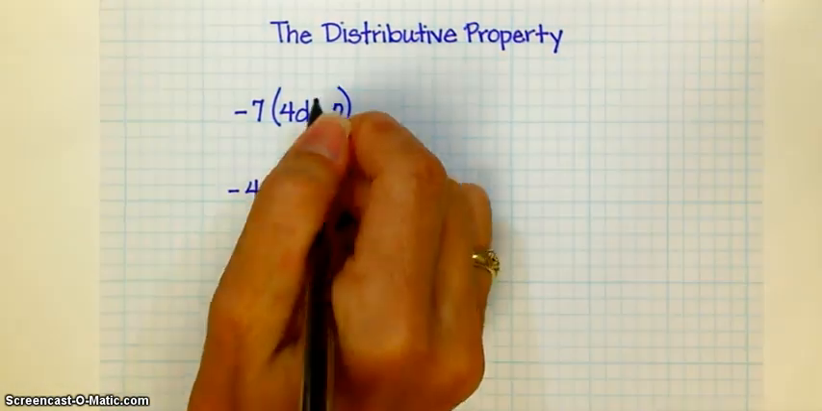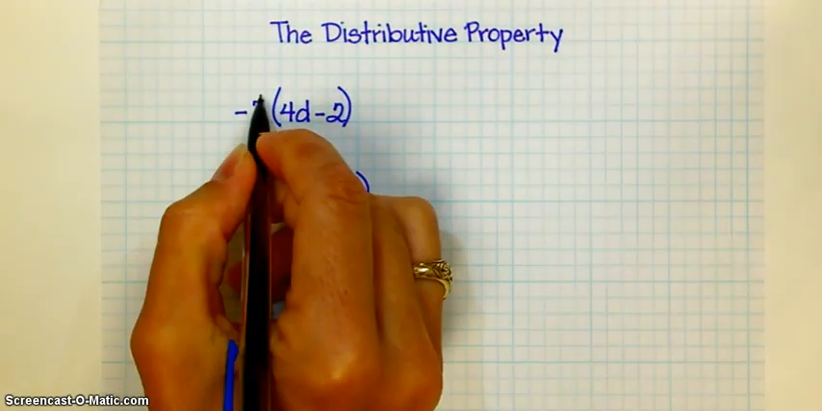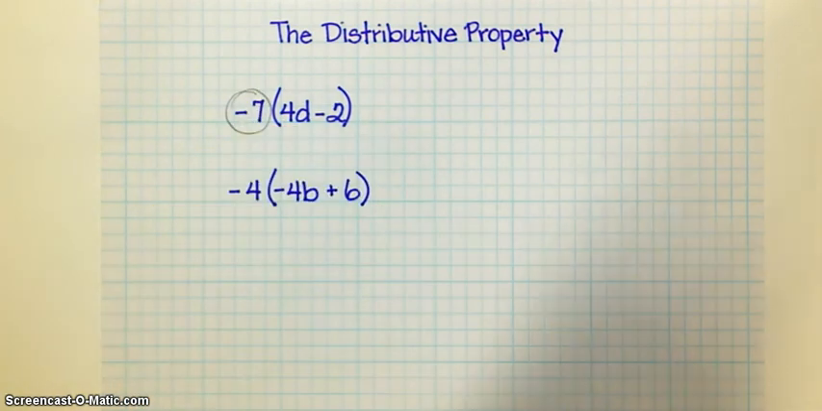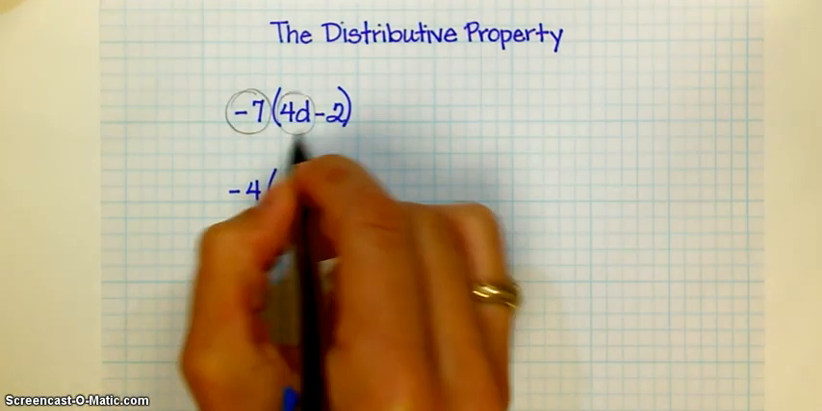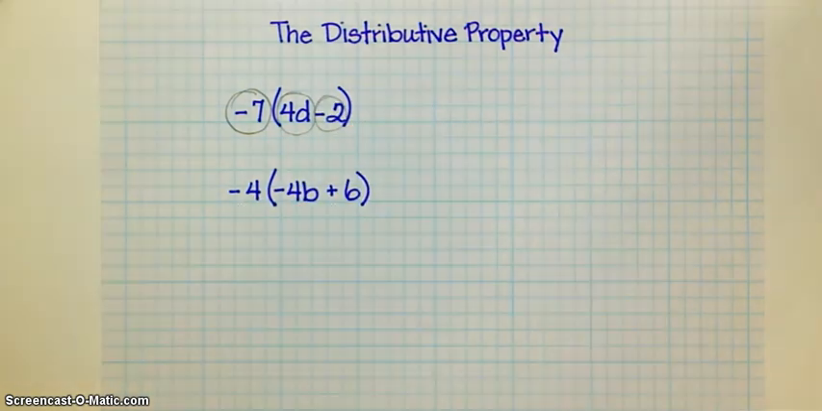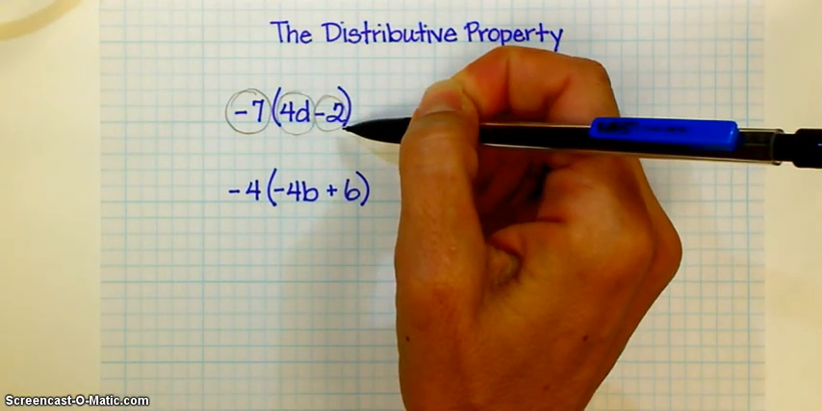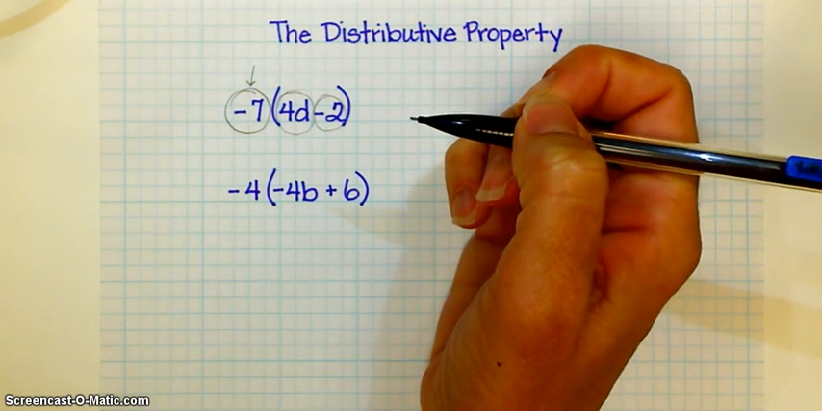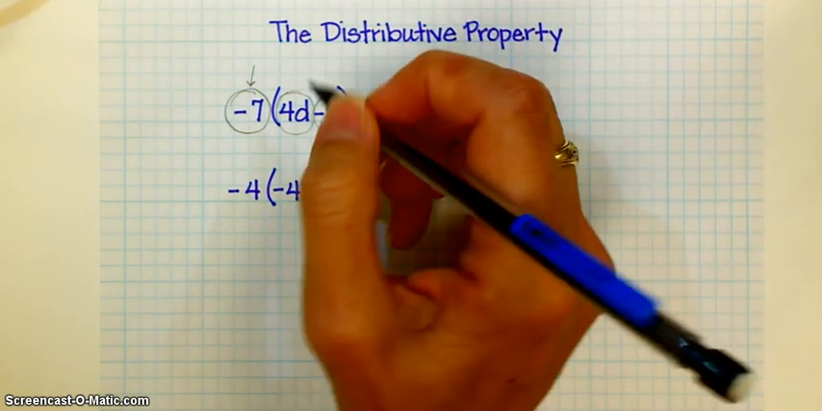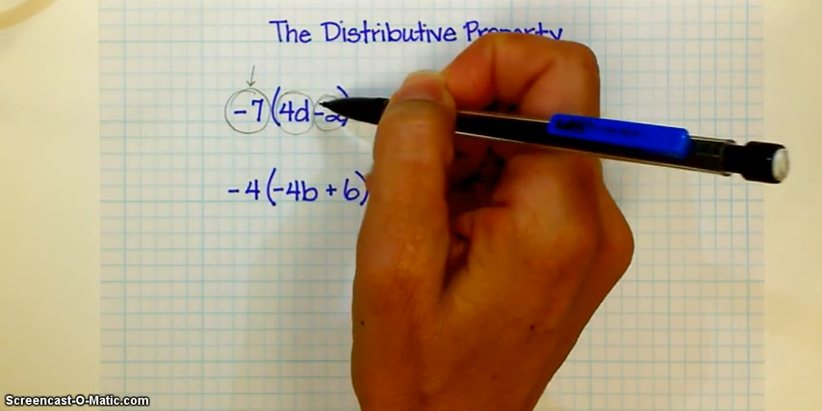So, for instance, we have this expression right here, and you've got this term, -7, outside of the parentheses, and then you have a positive 4d and a -2 inside the parentheses. Well, if you have something inside parentheses, then this number sitting next to the parentheses applies to everything inside the parentheses. So basically this means -7 times all of this.